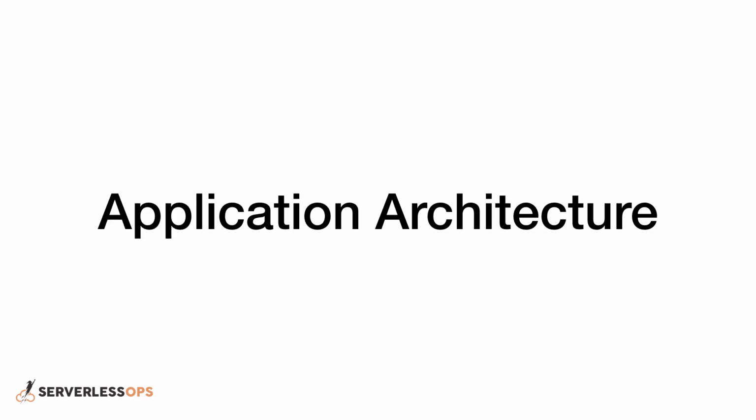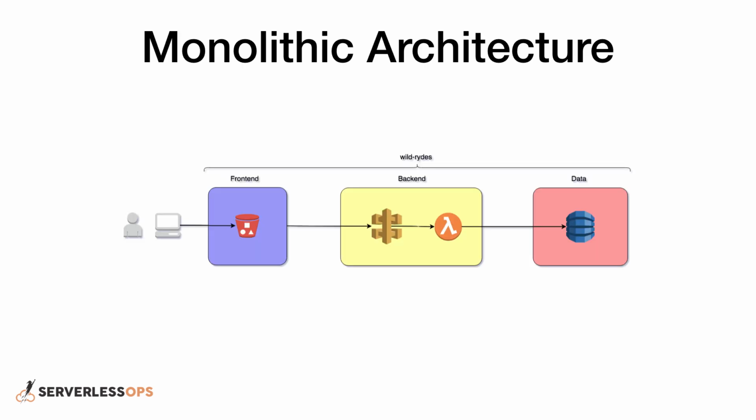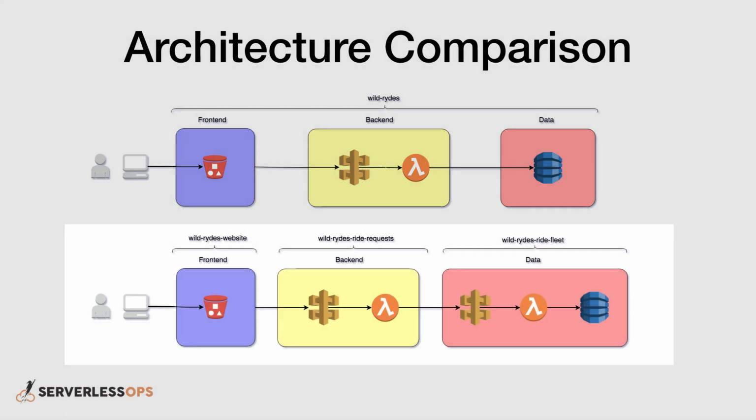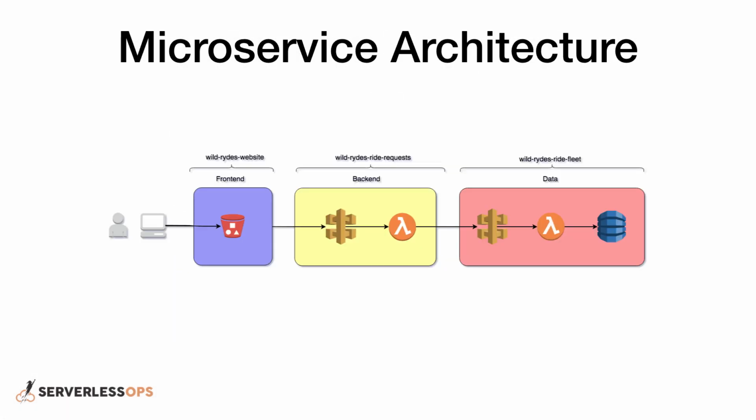Let's start by taking a look at our application's architecture. Our previous architecture was a monolith. It coupled the front-end, back-end, and data layers together as a single application. We're now going to move from the monolith on the top to the microservices on the bottom. This is our new architecture. What was one deployable monolith is now 3 separate deployable microservices. The front-end, back-end, and data layers are now independent of one another.